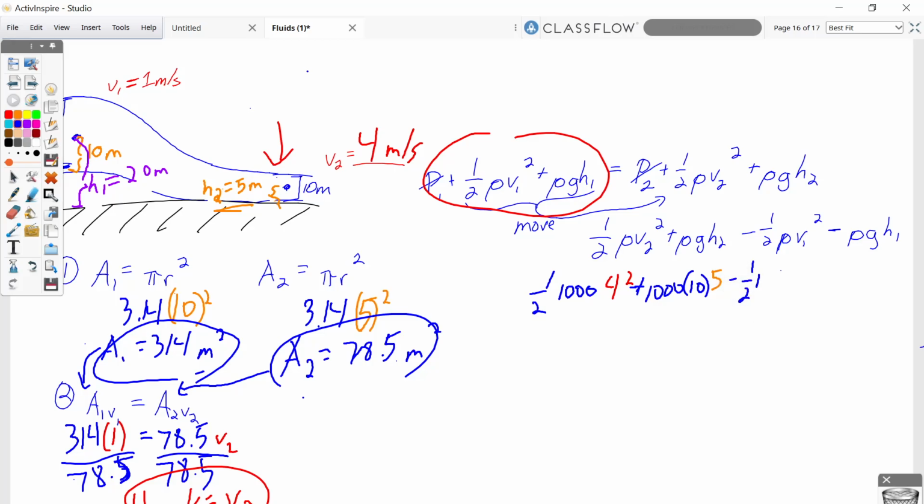Minus 1/2 rho velocity 1. It's over here. And I'm color coordinating all this so you can see where I'm getting those numbers. Minus rho gravity. And my height 1. My height 1 is right here in purple, 20. Okay, so now it's the easy part, breaking it apart, plugging in your numbers, and just solving to get our final answer.